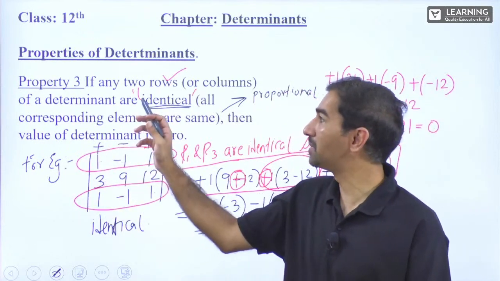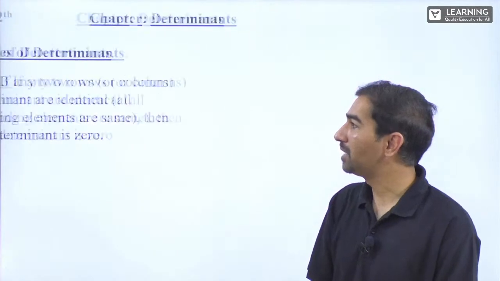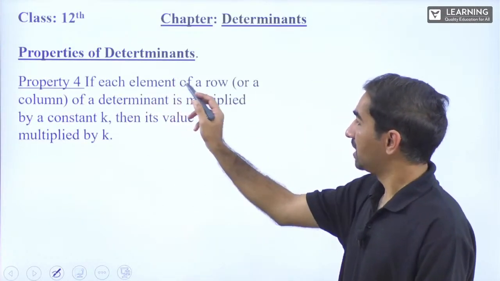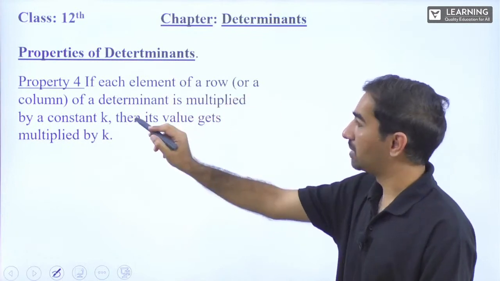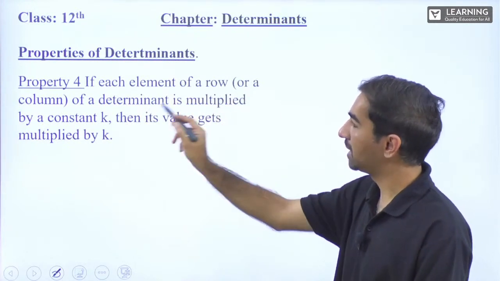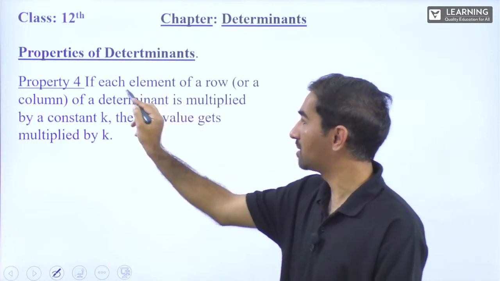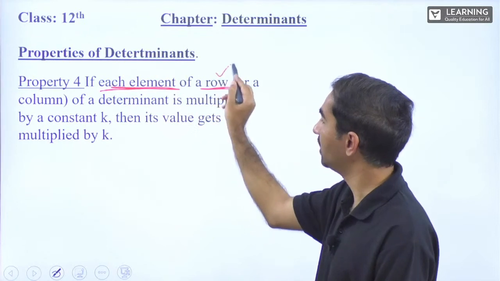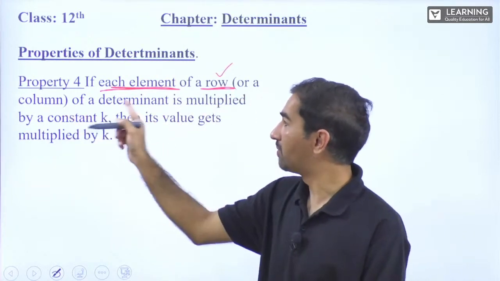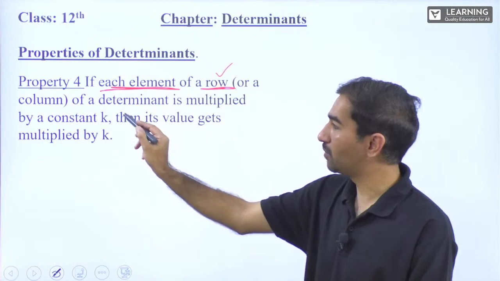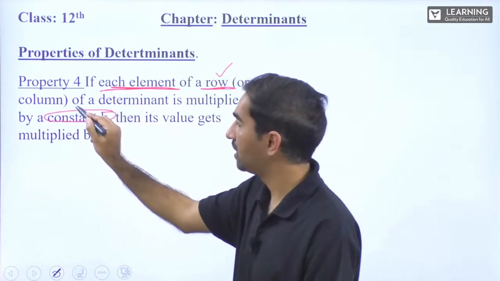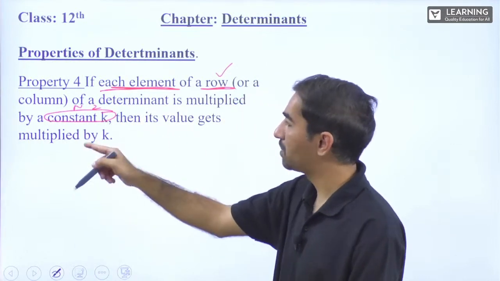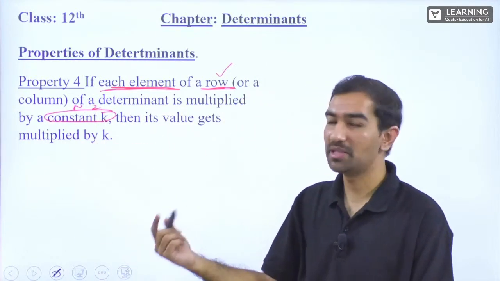So this is property number 3. Okay, moving on with property number 4 next. Property number 4. If each element of a row or a column of a determinant is multiplied by a constant k. So students, mark this point. Each element of a row, we will consider row only. This is also applicable to column. Of a determinant is multiplied with the constant k. What is the constant here? You can take any natural number n, or integers also is possible. Then the value gets multiplied by k.